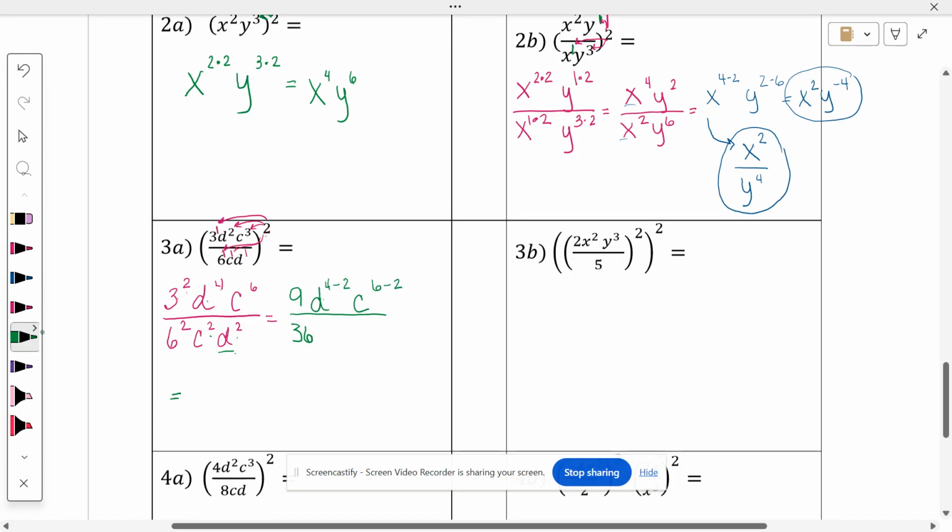So moving over, I'm also going to simplify my 9 over 36. I know that 9 goes into itself one time and 9 goes into 36 4 times. So I have 1 over 4, but I have to take care of my variable terms. 4 minus 2, that gives me d squared. 6 minus 2, that gives me c to the 4th.